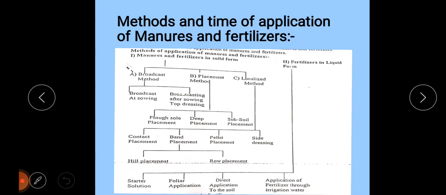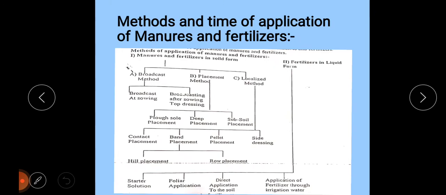Top dressing is a simple concept: spreading or broadcasting nitrogenous fertilizers at 1.5 months, or 35 to 60 days after sowing. Generally, we say the first irrigation should be provided. At that time we can apply one dose of nitrogen, nothing but a split dose of nitrogen. So this is the method we call top dressing.